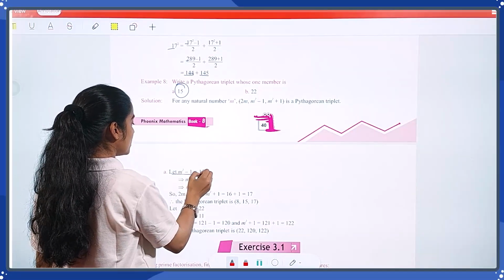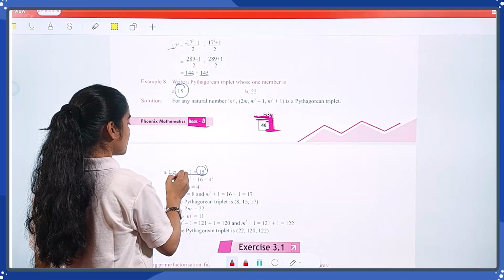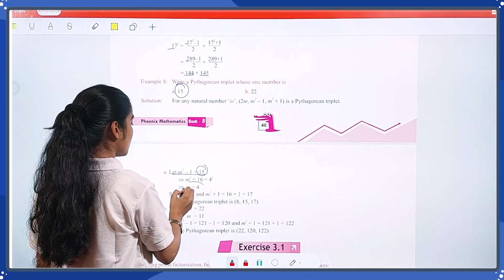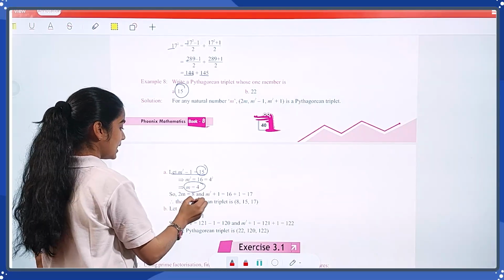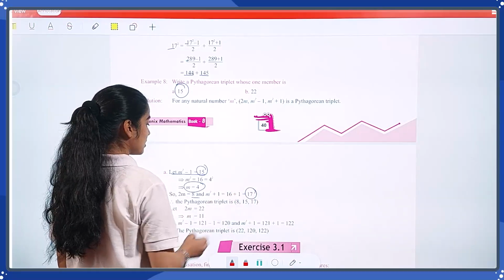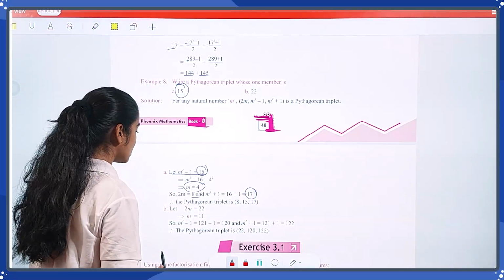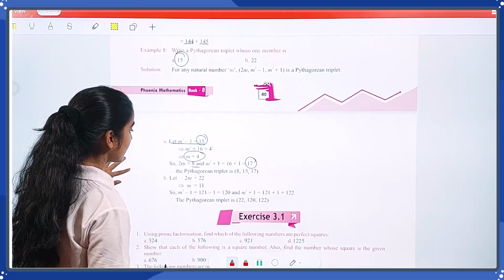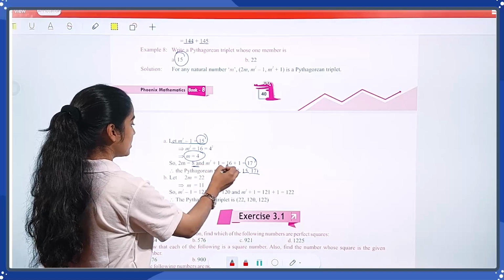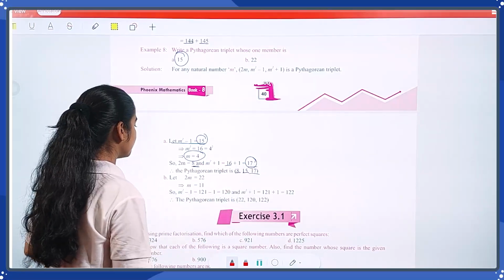M square minus 1 is, so how, m square 16 is equal to 4 square. So, m is 4, 2m is 8. M square 16 plus 1 is 17 and m square minus 1, 16 minus 1 is 15, so you have now 8, 15 and 17. Okay. 8, 15 and 17.